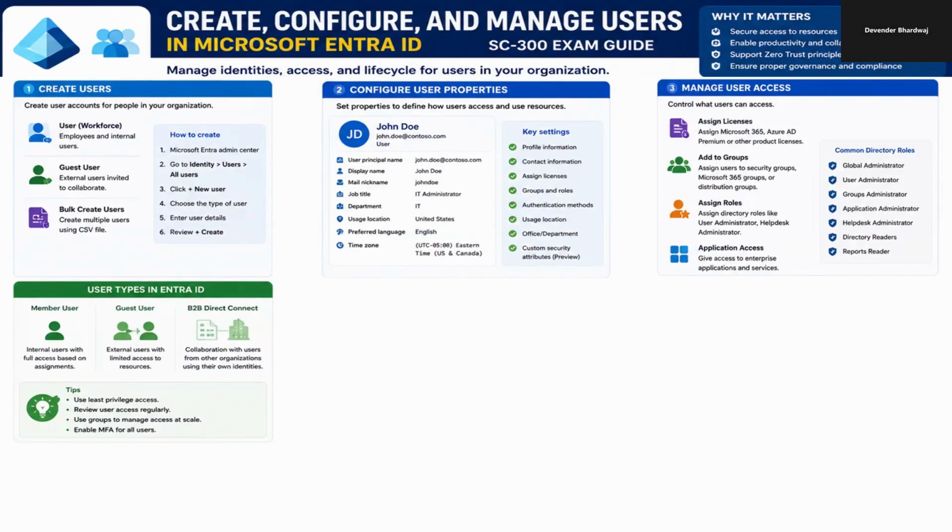So we have created a member user, who is our internal employee with full organizational access based on permissions. Next is the guest user. A guest user is an external partner or a vendor. He or she must have limited access, used for business to business collaboration. Or we can create B2B direct connect, cross-organization collaboration without creating a traditional guest account. How to create a guest user?